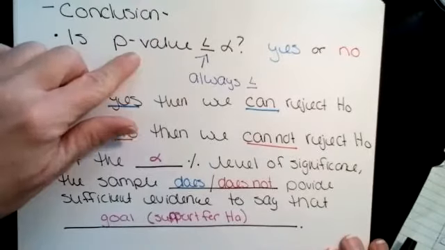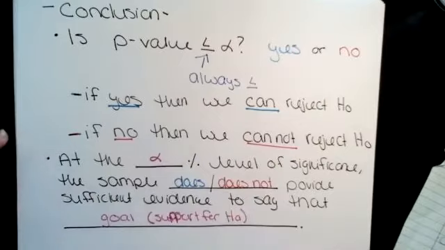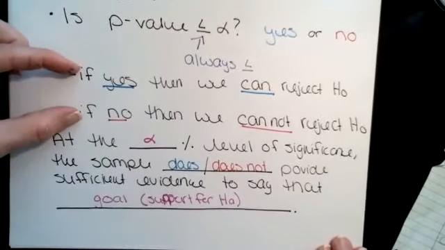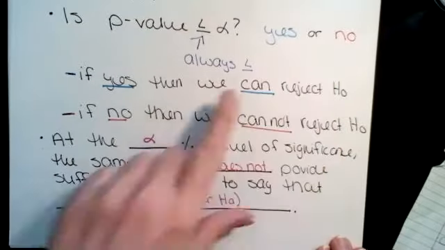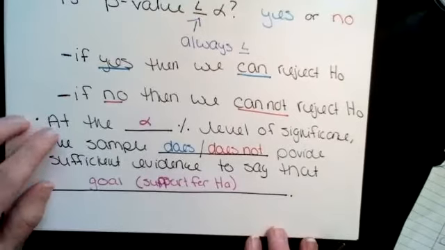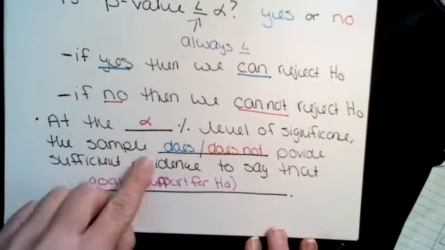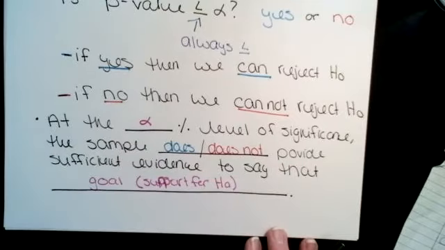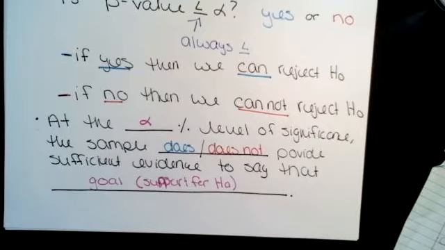I need to write p-value less than alpha, answer it, yes or no, right? And then I'm going to make one of these statements. So if I said yes, I'm going to say yes, we can reject the null. If I say no, we cannot reject the null. Then my second bullet point is at the 5% level of significance, the sample does provide sufficient evidence to say whatever my goal is, okay?